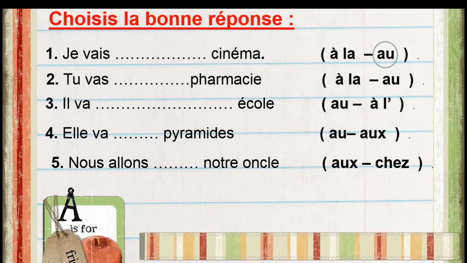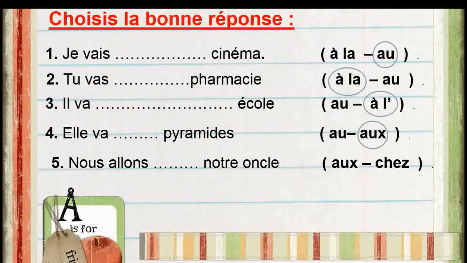Pharmacie. Pharmacie is also a place. It's not a city. It's not a country. So I use one of the four, because it is feminine and doesn't start with a vowel. So à la pharmacie. Il va à l'école, because it starts with a vowel, even though it is feminine. Pyramide is ending with S, so I say aux.